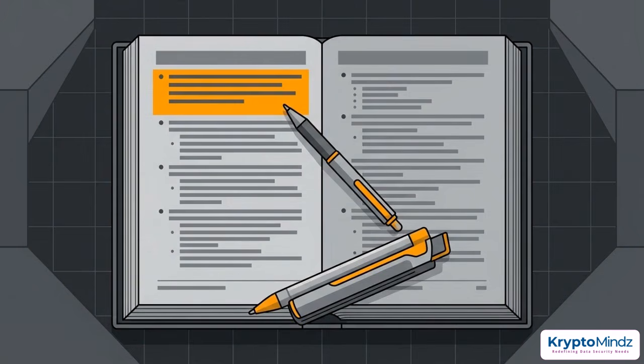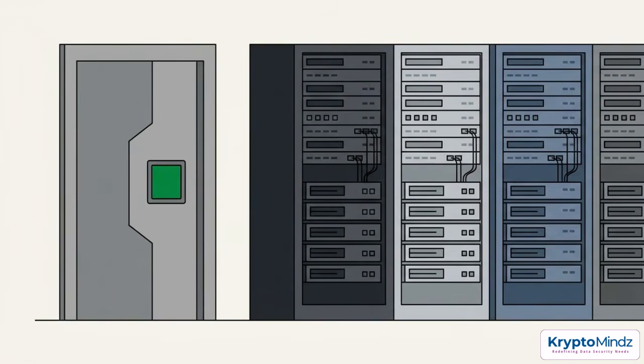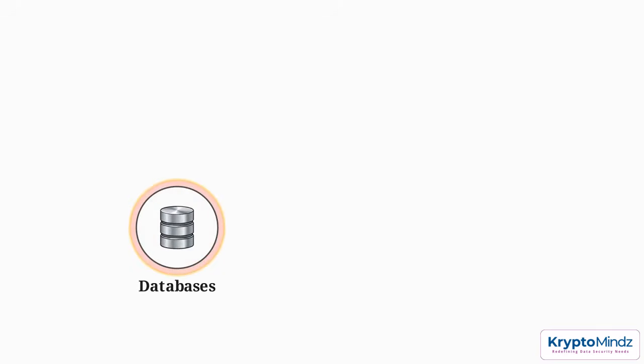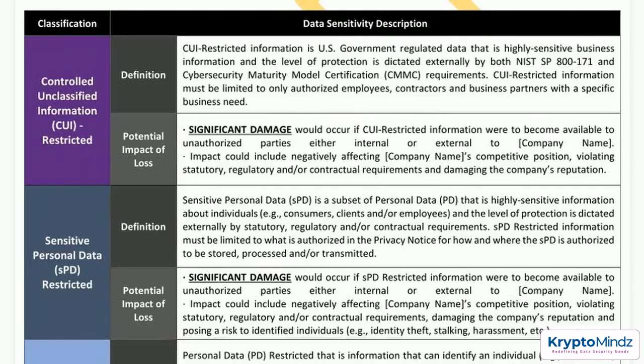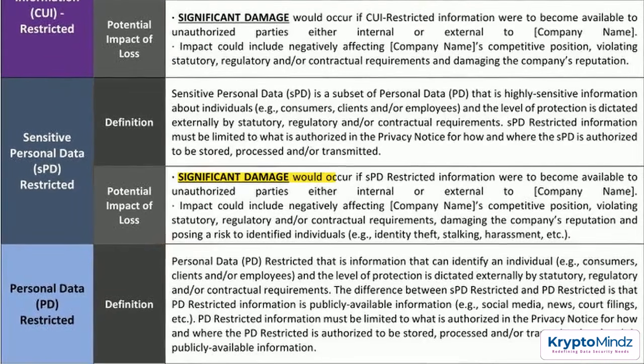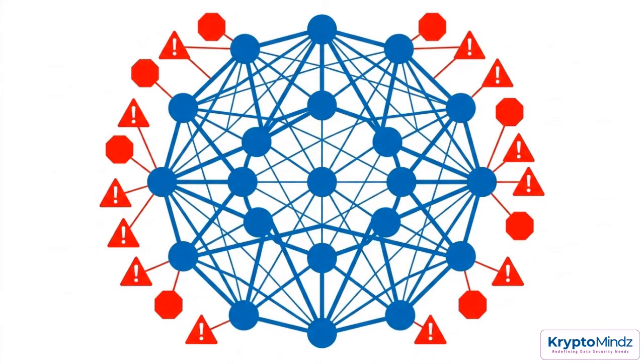The translation process starts with the identify function. The framework advises focusing on vital business assets, the specific databases, cloud accounts, or payment flows that keep the company operational. This data sensitivity matrix translates technical loss into boardroom terms. In the potential impact row, the framework defines the consequences of a breach as regulatory violations, competitive damage, and reputation loss. Finding these vulnerabilities requires looking outside traditional IT network scans.